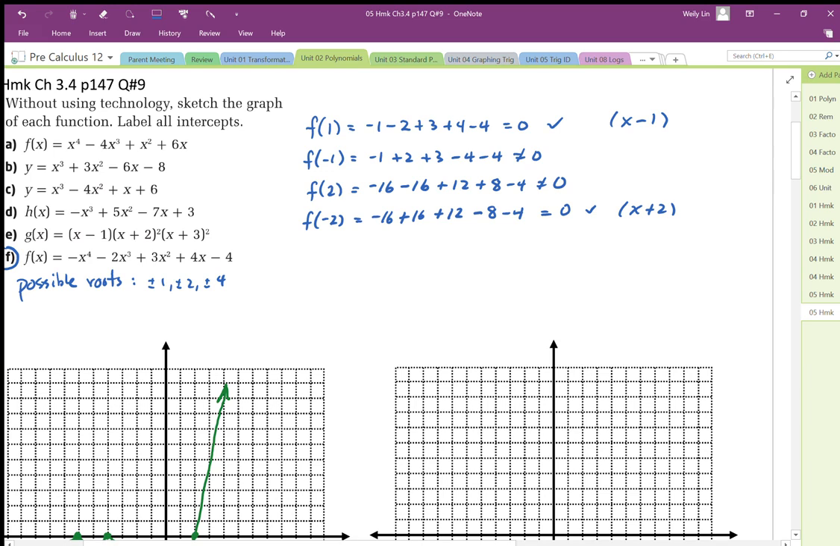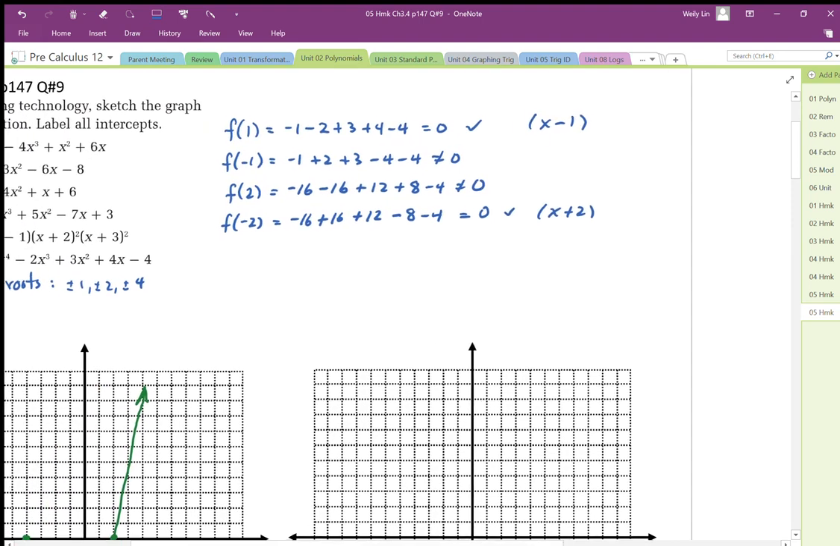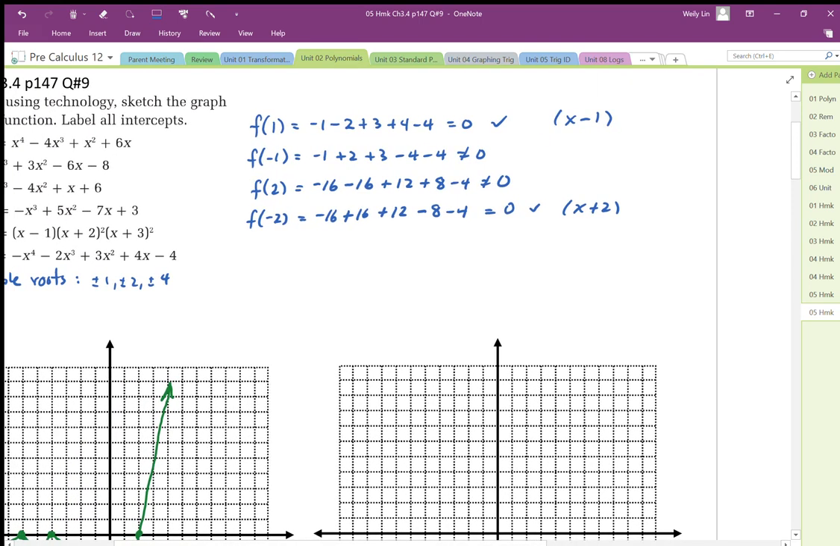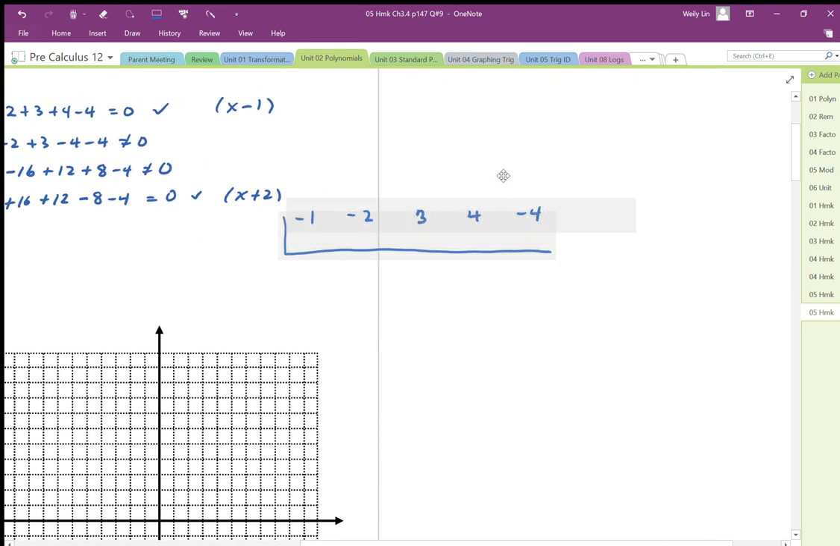Now I can break down my polynomial to be able to find the quadratic, and then I can factor that quadratic. So setting up my division here, I have negative 1, negative 2, positive 3, 4, and negative 4. Okay, and I'm going to divide in my two factors that I've already solved for. So I just need a little bit of space here to do this.